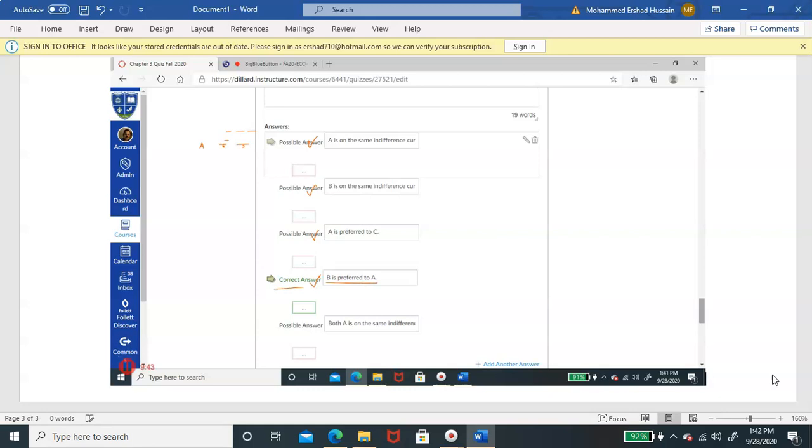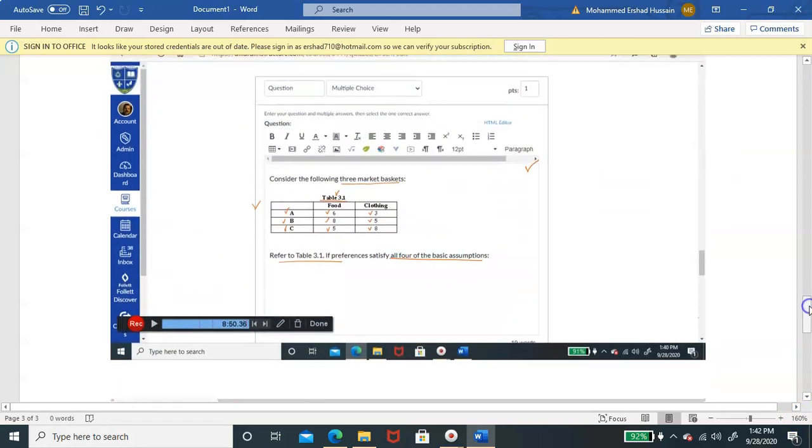B is preferred to A. Let us check if B is preferred to A. Compare B and A. Sorry, B has 8 food and A has only 6 food, and B has 5 clothing and A has only 3 clothing. See that? Therefore we can say that yes, that is true. That is the correct answer.